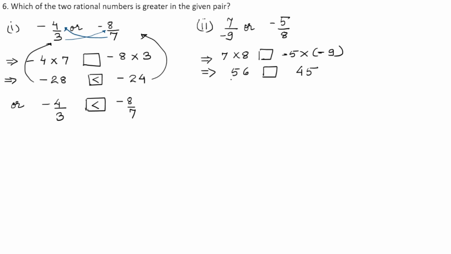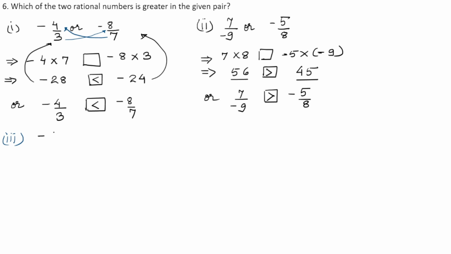Now on comparing 56 and 45, these are positive numbers. So obviously 56 is greater and 56 belongs to 7 by minus 9 and 45 belongs to minus 5 by 8. 7 by minus 9 is greater than minus 5 by 8. Let us solve the next question, that is question number 3.